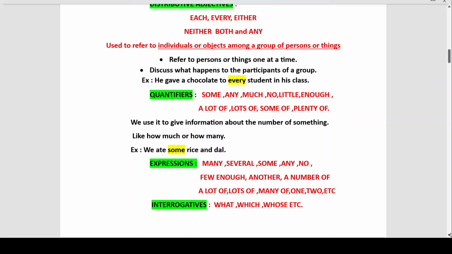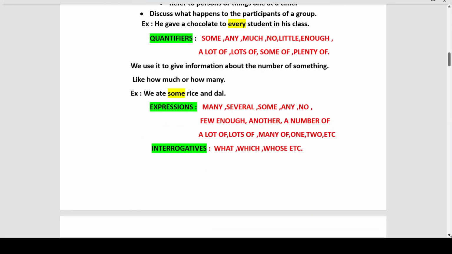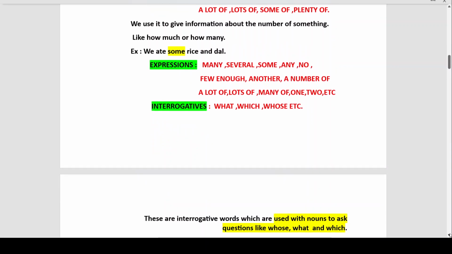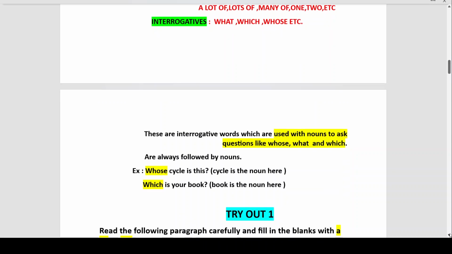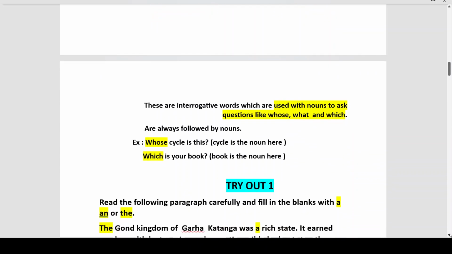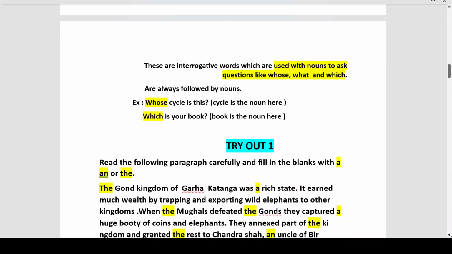Next determiner is expressions. We use expressions like many, several, some, any, no, etc. as determiners. Interrogatives, what, which, whose, etc. are also used as determiners. So now what are interrogatives? These are interrogative words which are used with nouns to ask questions like whose, what, and which. They are always followed by nouns.